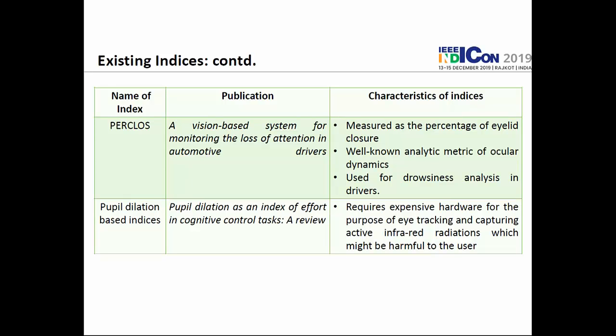Next is PERCLOS, which is percentage of eyelid closure. That is used for drowsiness analysis for drivers. And next we have pupil dilation based indices, which require expensive hardware for eye tracking, and the infrared radiation may be harmful to the user.